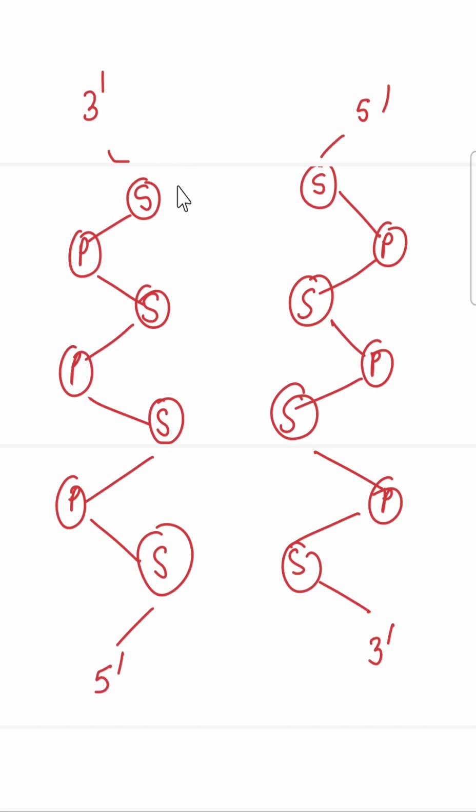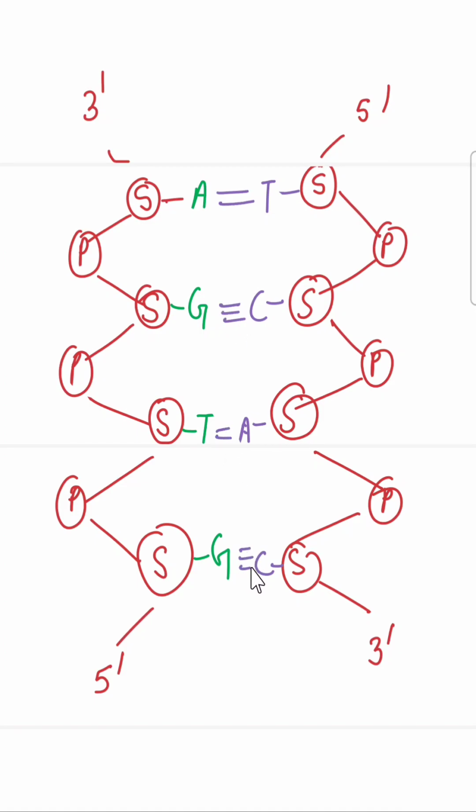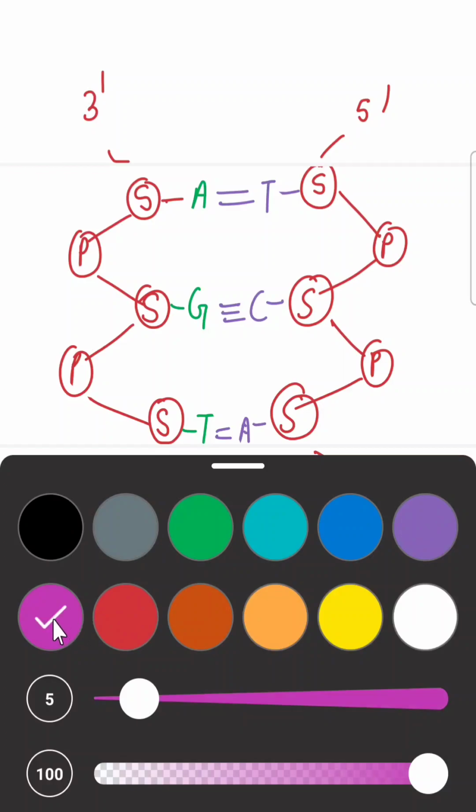Clear? So this nitrogenous base contains adenine, this contains guanine, this contains thymine, and this also contains guanine. So alternate pair, which one? Thymine, cytosine, adenine, cytosine. Bonds: double bond, then triple bond, then double bond, then again triple bond. So this forms the structure of the DNA. Clear?